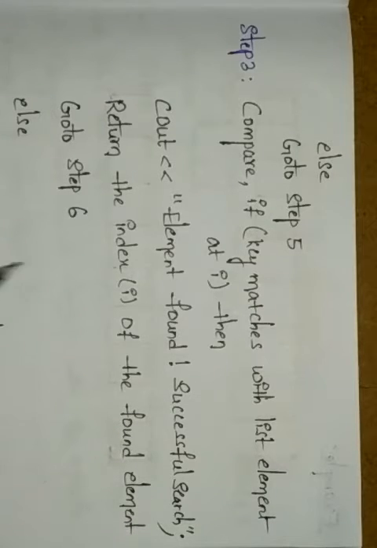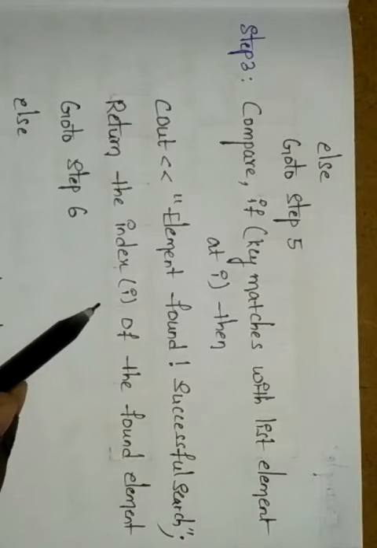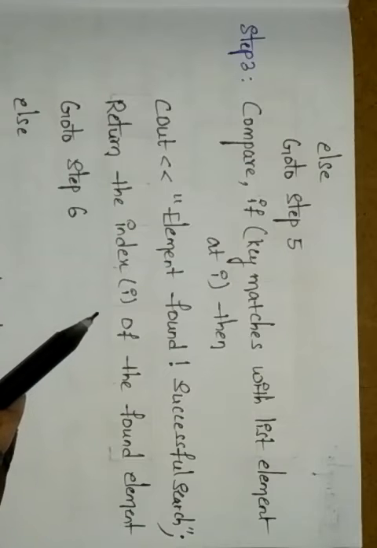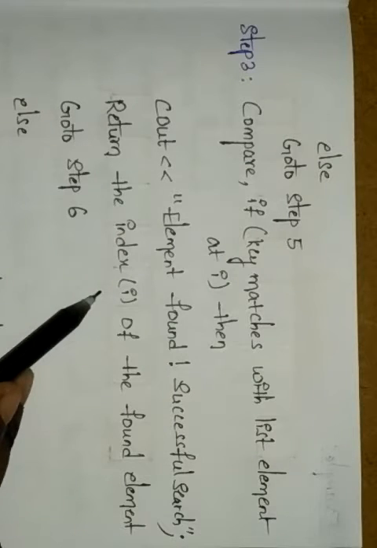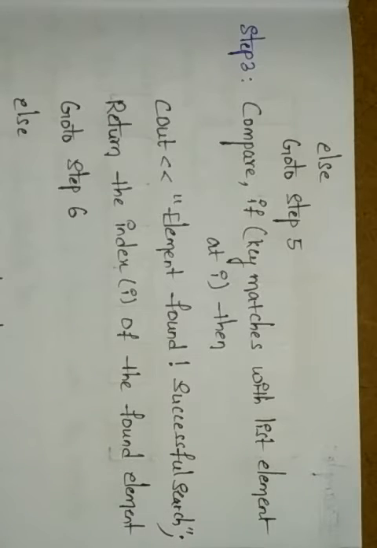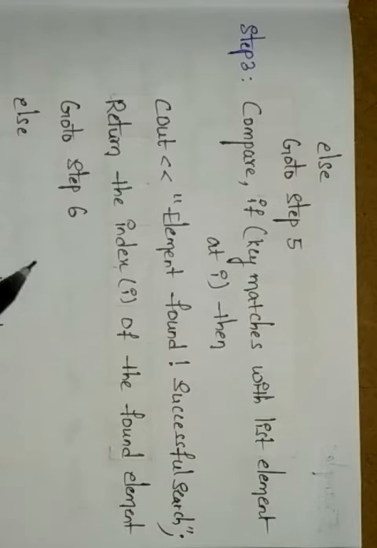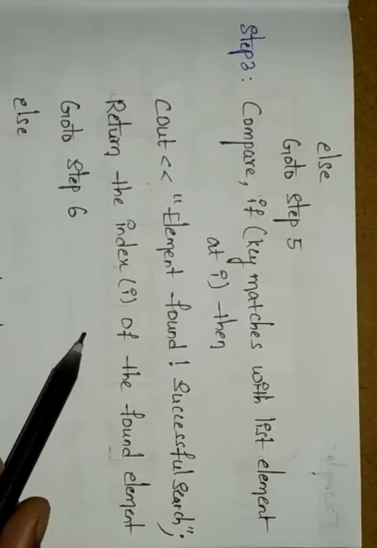Okay, and it returns our index, meaning the position in which we found the element, that will be our index i, the found element. And next, go to the step. If step 3 is satisfied, it is directly moved to step 6, meaning the function will automatically be terminated.